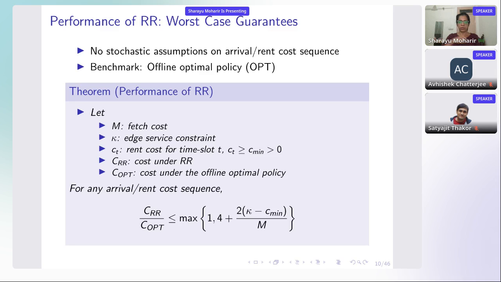Now, I'll walk you through the details of this theorem. Let the service fetch cost be denoted by M. The edge server can serve at most kappa requests in a time slot. Cmin is a lower limit on the rent cost.